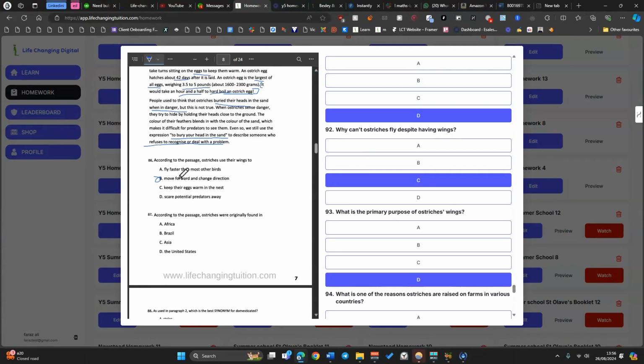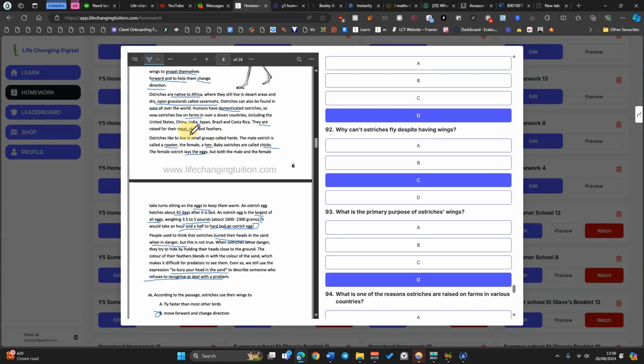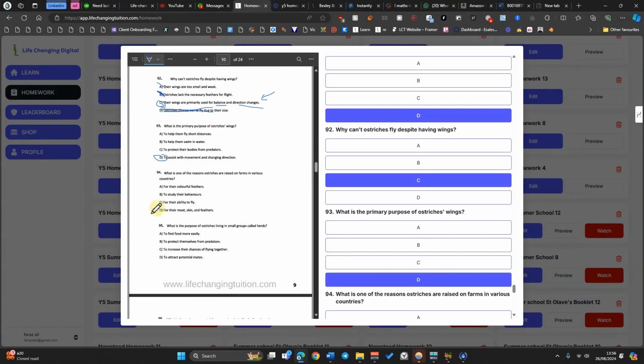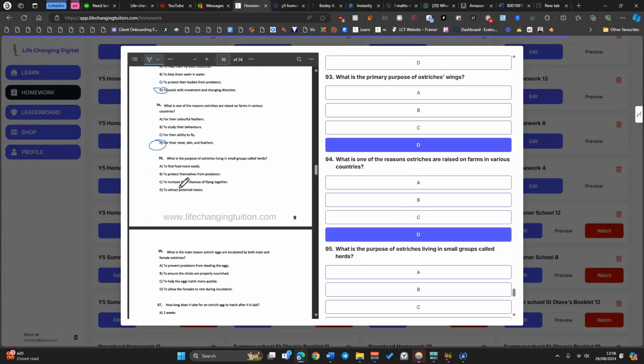Well, let's have a look. They are raised for their meat, skin, and feathers. So here we go. Option D is the answer there. Question 95. What is the purpose of ostriches living in small groups called herds?